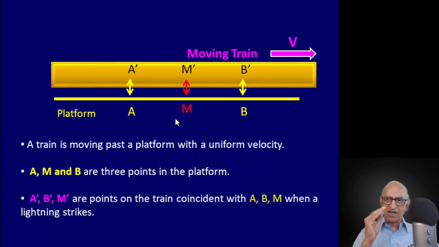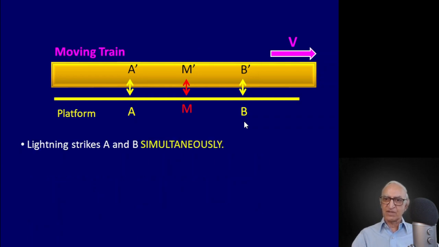In other words, at that particular instant that I am showing you, the train is moving along, but at that particular instant, A prime is coincident with A, M prime is coincident with M, B prime is coincident with B. Remember, the platform is stationary, the train is moving with a uniform velocity. At this moment, when these two sets of coordinates are coincident, a lightning strikes A and B simultaneously.